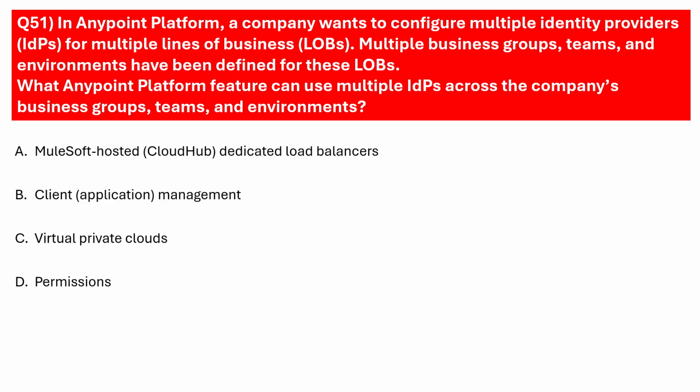Q51. In Anypoint Platform, a company wants to configure multiple identity providers, IdPs, for multiple lines of business, LOBs. Multiple business groups, teams, and environments have been defined for these LOBs. What Anypoint Platform feature can use multiple IdPs across a company's business groups, teams, and environments?